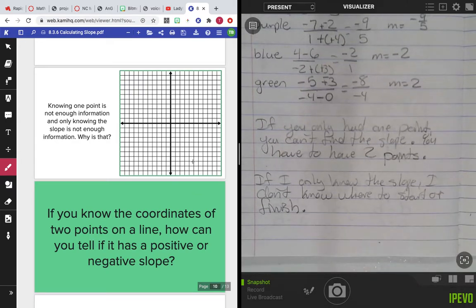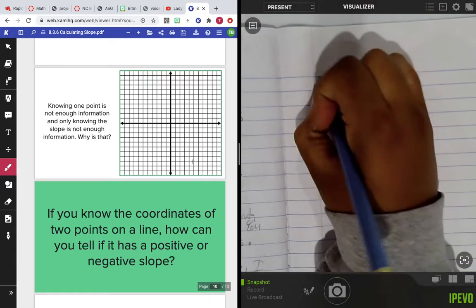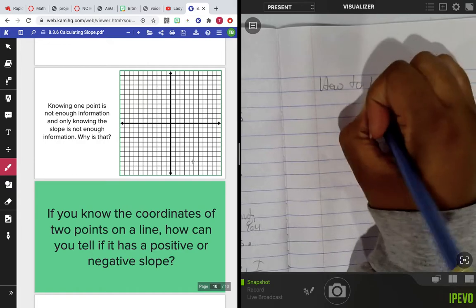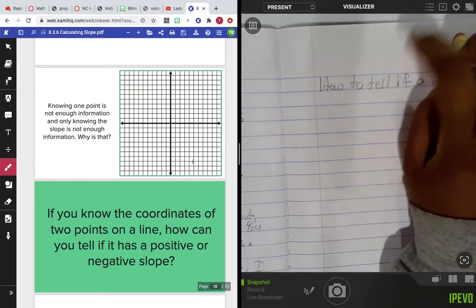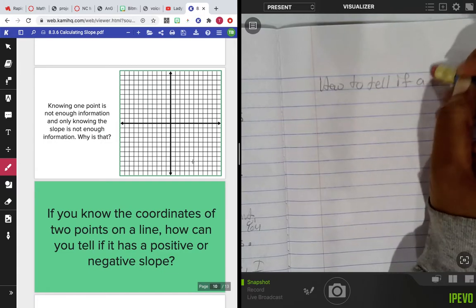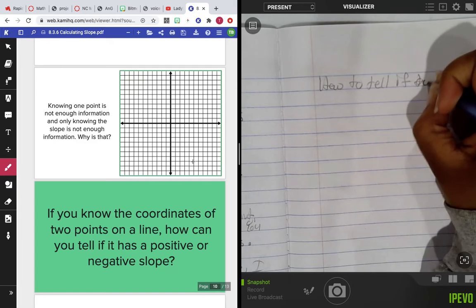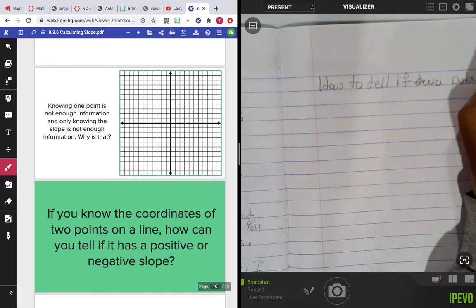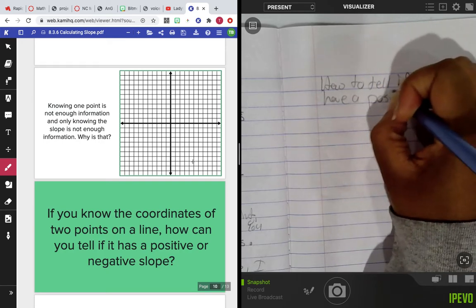And our last question of the day is, if you know the coordinates of 2 points on a line, how can you tell if it has a positive or negative slope? So let's see how to tell if 2 points have a positive or negative slope.